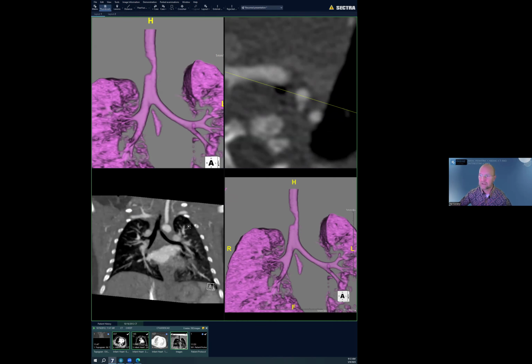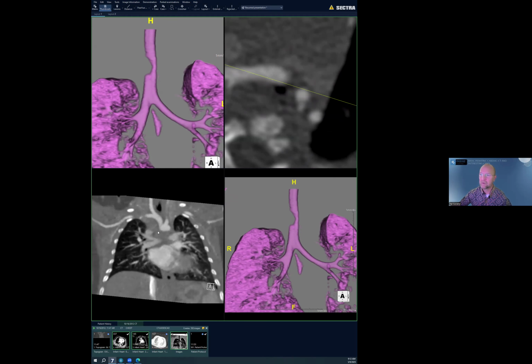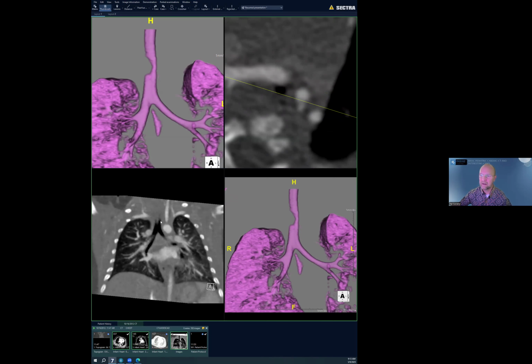And notice also that if I'm just scrolling through the coronals, it would be easy to miss that focal narrowing.